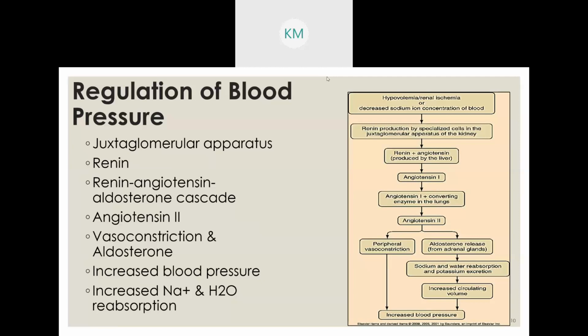These cells are collectively known as the juxtaglomerular apparatus. Say that three times fast. I actually practiced that and it still didn't come out very well.